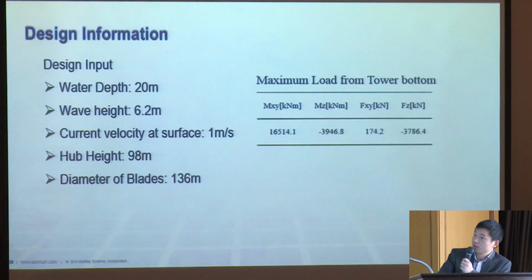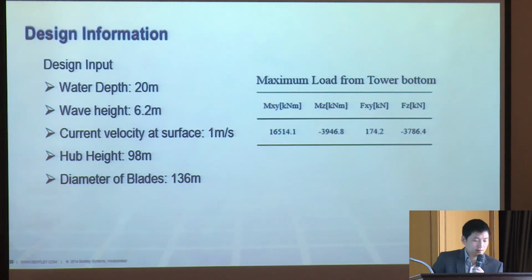Design information. Here is the design input. The water depth for the wind farm, average water depth for this wind farm is 20 meters. The wave height, design wave height is 6.2 meters, and the current velocity at surface is 1 meter per second. 보시다시피 디자인을 하는 데 있어서 이런 인풋들이 있는데요. 수심이 20m, 그리고 파고가 6.2m, 그리고 조류의 유속이 1m per second 이렇게 되고요.